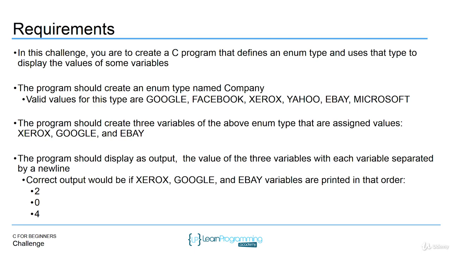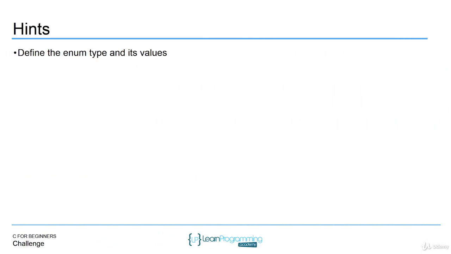Those are the requirements. That's what I want you to try to accomplish. So some hints. You're going to have to first define that enum type and its values. So what you're going to need to do is use that enum keyword. You're going to need to use the brackets, right? The squiggly brackets for the valid values.